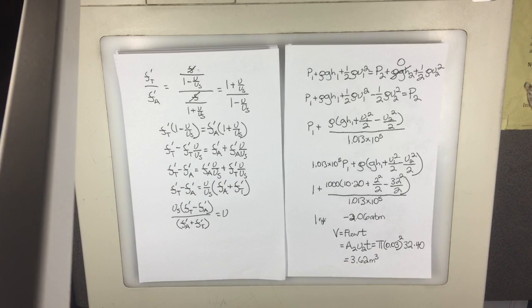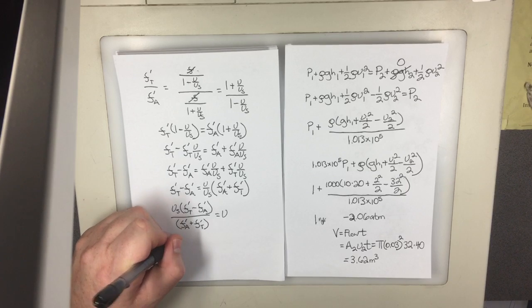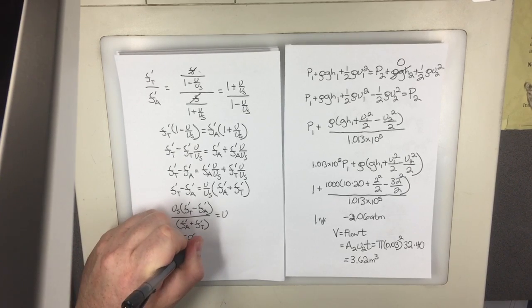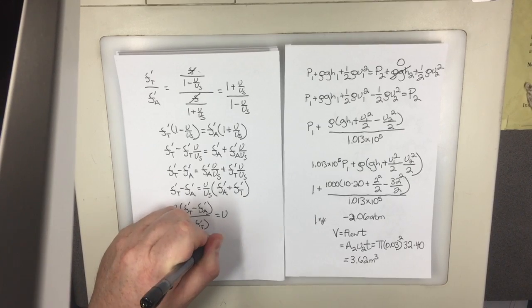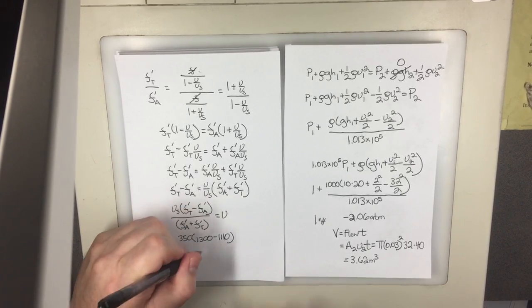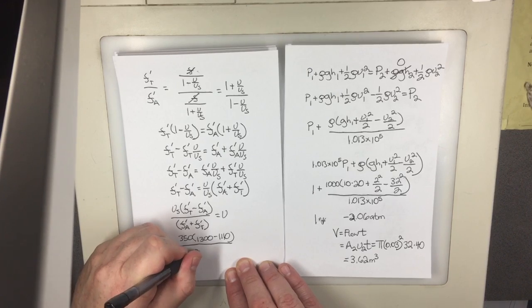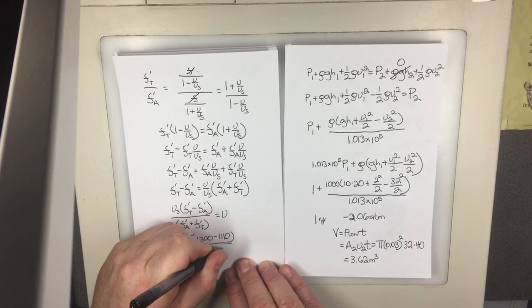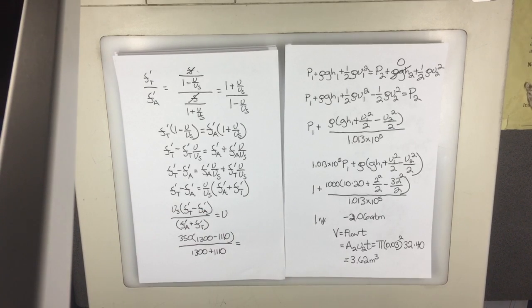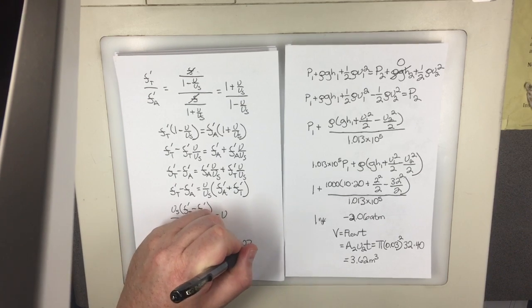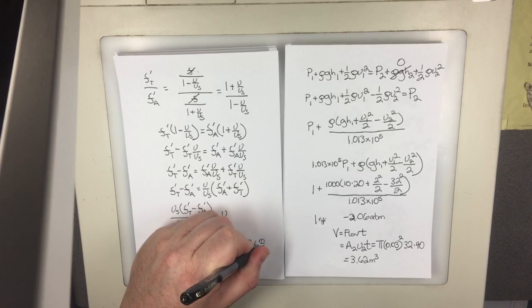And you get that. So now you plug and chug. 350, 1300, 1110, 1300, 1110. And that will give you 27.6 meters per second.